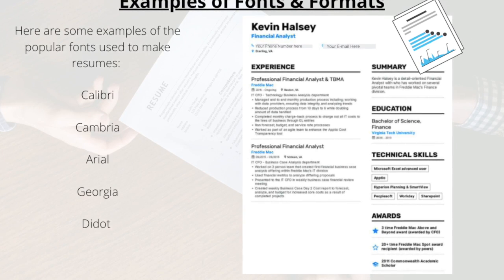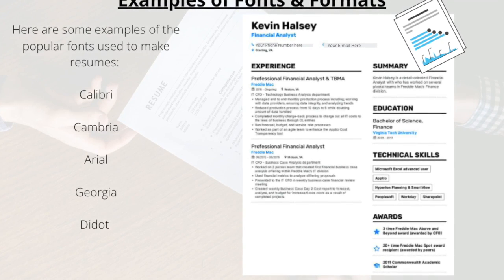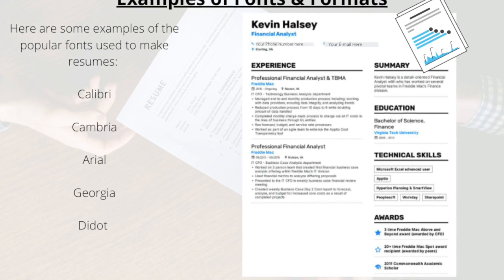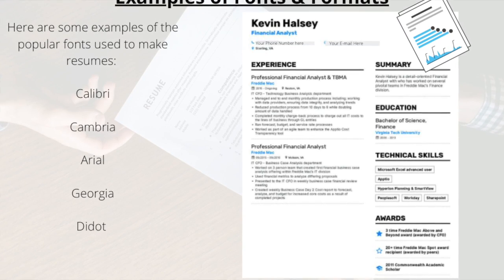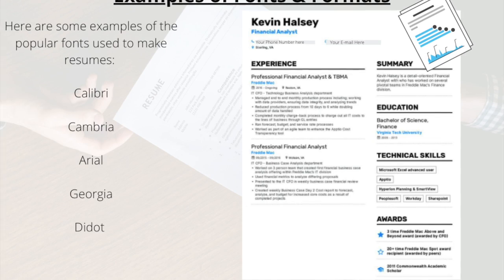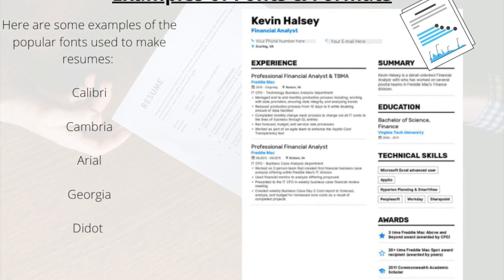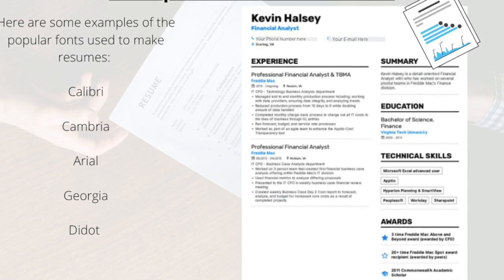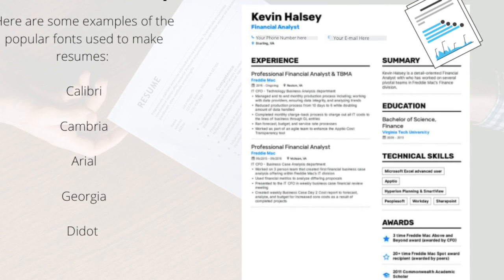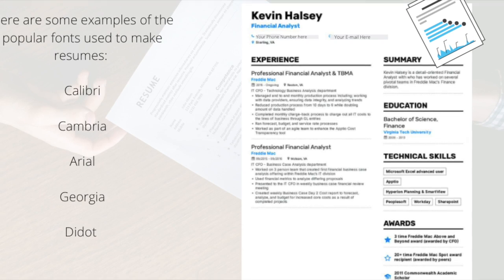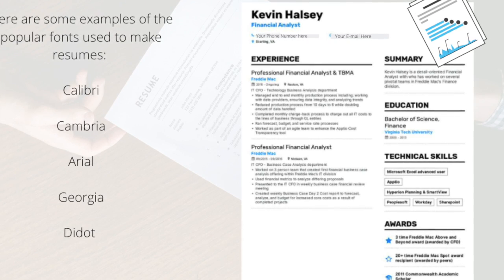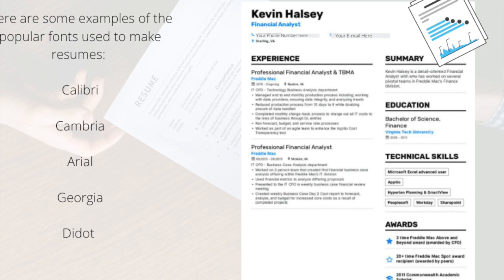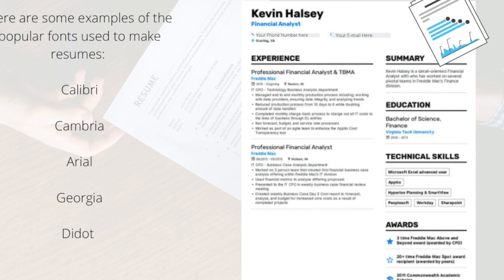To the right, I've included a PDF example of a format for a hospitality resume. You can see the name at the top, the contact information, experience listed in the left-hand column, and to the right, we have a summary, your education history, your technical skills, and at the very bottom, awards or certifications that you've received. Let's move on.